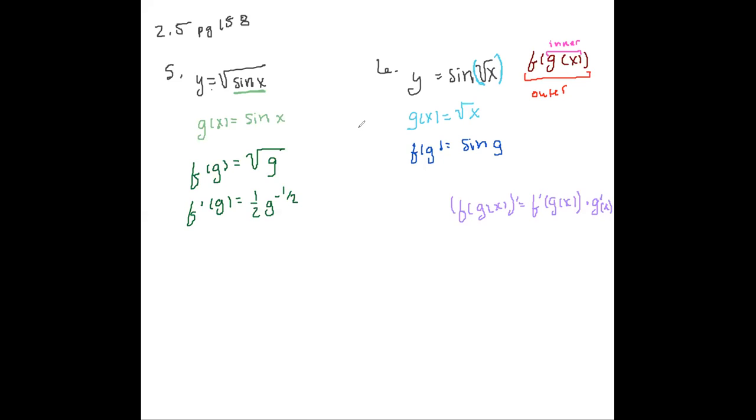½ g to the negative 1/2. Now I have g of x. What is my g prime of x? Back to trig. Negative cos x. Is it negative cos x? If I'm going from cosine to sine, it becomes negative. If I go from sine to cosine, does it become negative? It doesn't. Positive cos x.